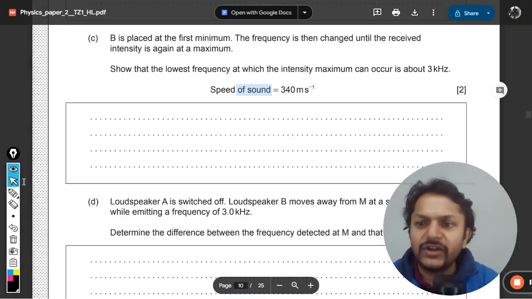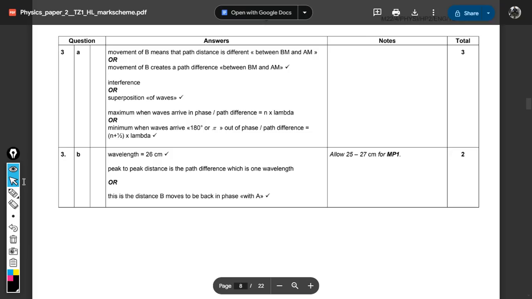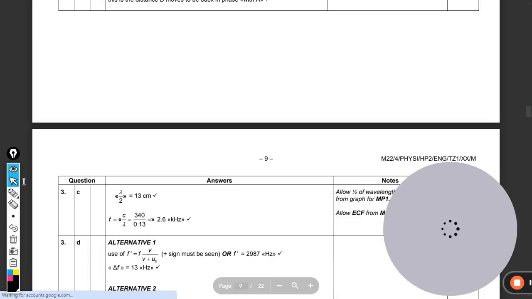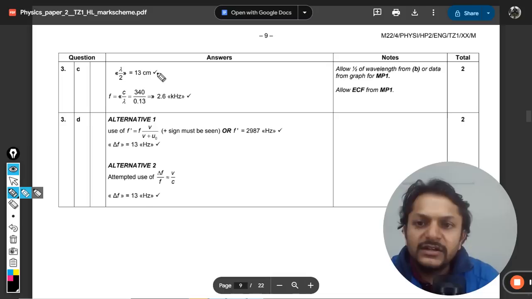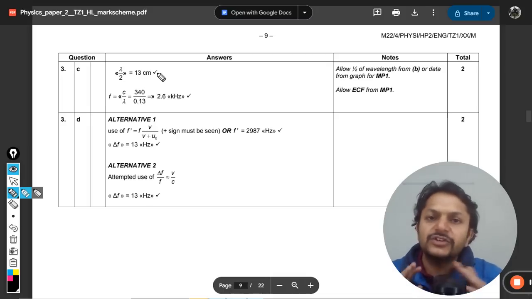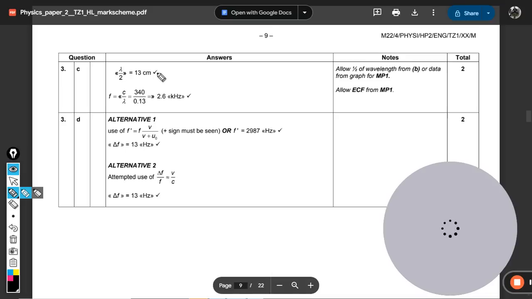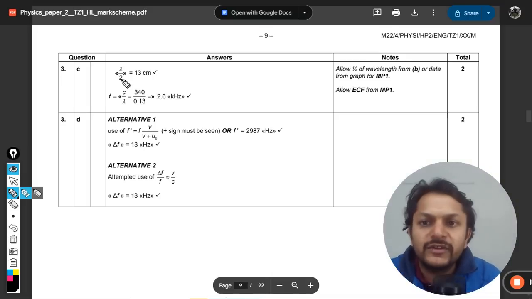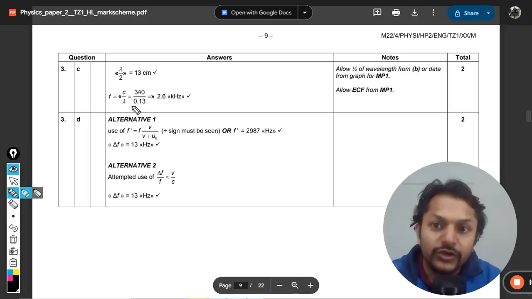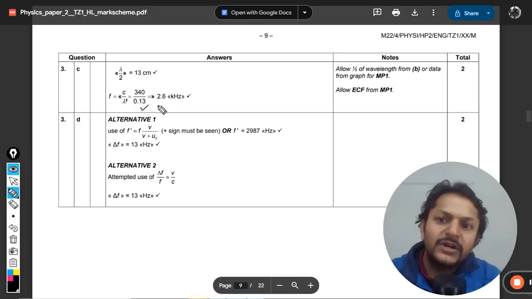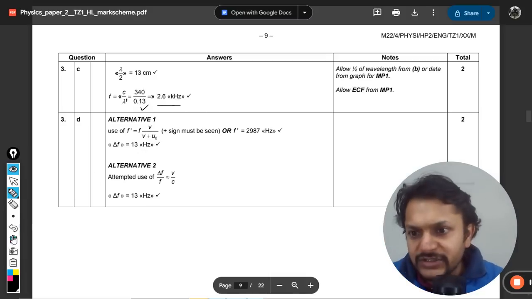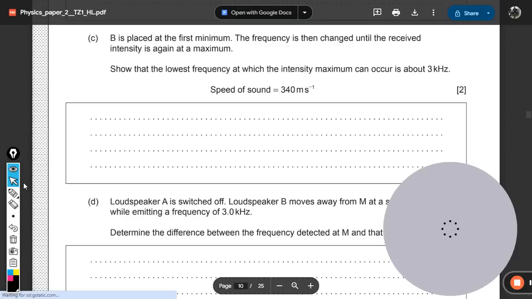Let us see what they have done in the mark scheme. Yes, do you see this? They have just taken 13 centimeter. They have not explained anything. So they say that at 13 centimeter destructive interference is taking place, so that will be the minima, and that has to be converted into maxima. How can that be converted? If the wavelength will be 13 centimeter for the new case. So in the new case, this is lambda dash that you are using, 13 centimeter, and thereby you get the answer 2.6 kilohertz. Okay, dear student, let us move to the next question now.